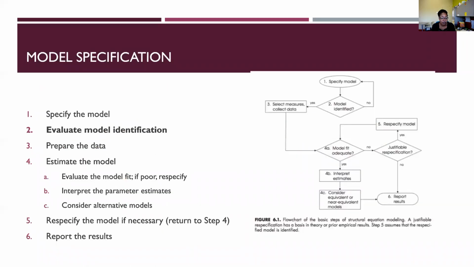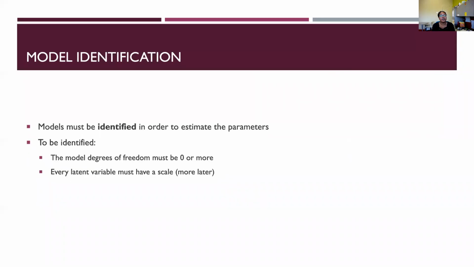So the second step in model specification is going to be to evaluate whether or not your model is identified. We're going to do a brief overview here and really go into detail a little bit later. In order to estimate your model, it must be identified. In order to be identified, the model must have degrees of freedom 0 or more, positive degrees of freedom, in other words, and every latent variable must have a scale. Since we're dealing with path analysis right now, we don't have any latent variables. So all we need to worry about is having 0 or more degrees of freedom.